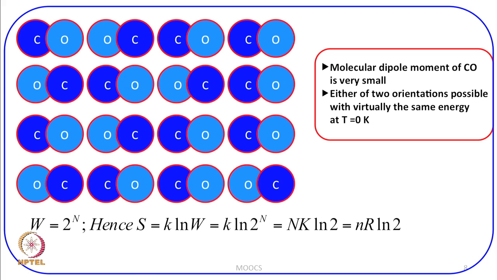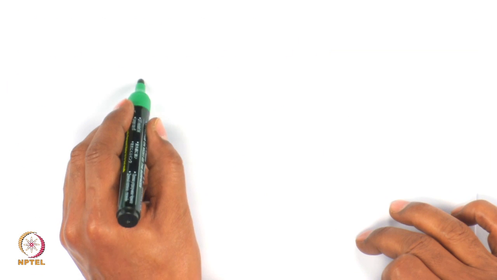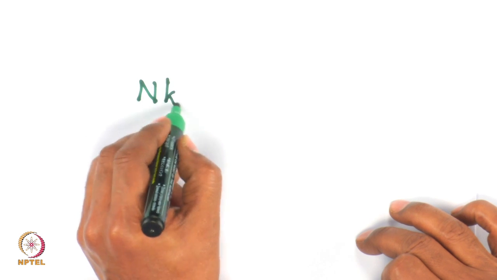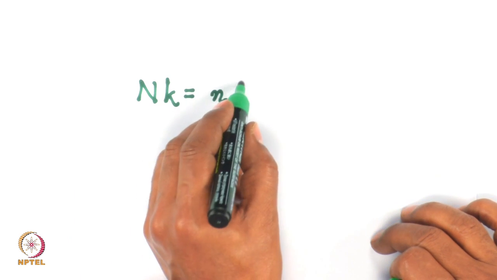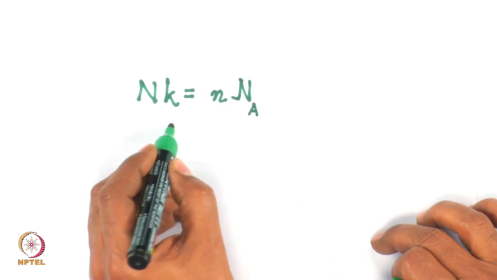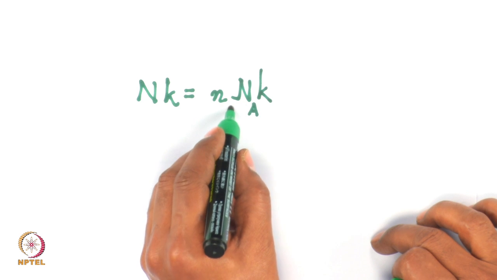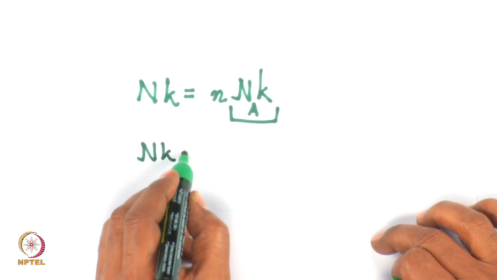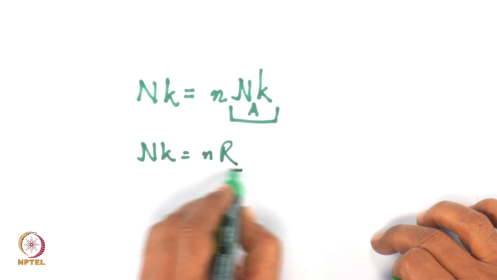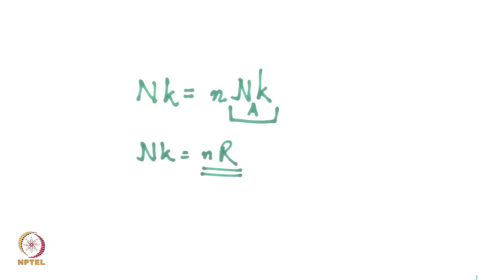Here n is the total number of molecules, k is the Boltzmann constant, and n is equal to the number of moles times the Avogadro constant. Boltzmann constant times Avogadro constant is equal to the gas constant. So I can substitute over here.